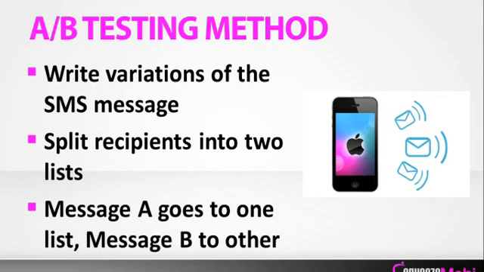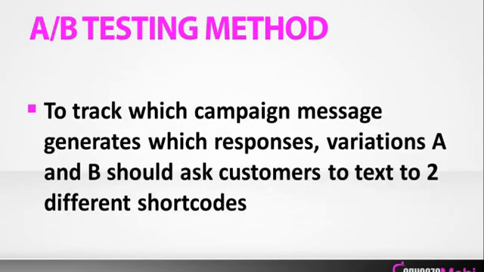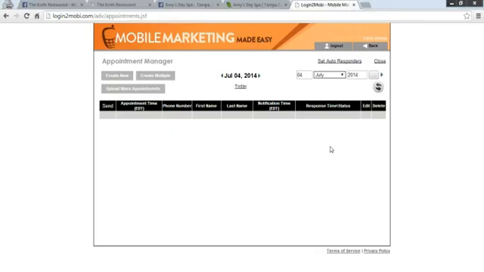What you also want to do is split recipients into two lists. Message A goes to one list, message B goes to the other. To track which campaign message generates which responses, you need to be able to track those two variations. So variation A will ask customers to text to one short code, and variation B will ask customers to text to a different short code.